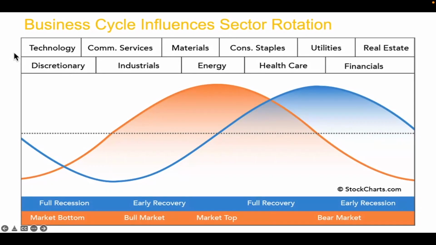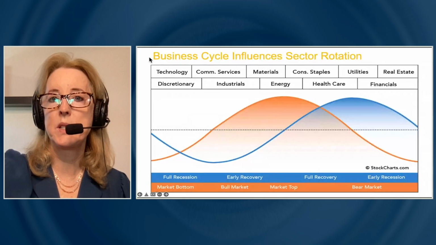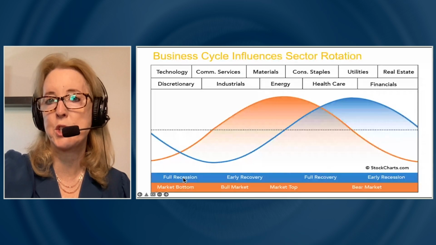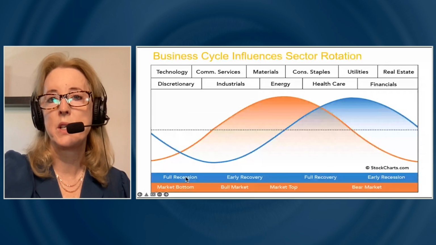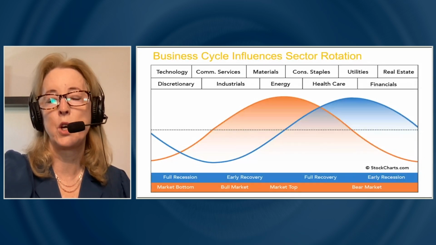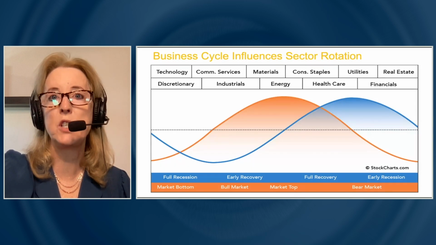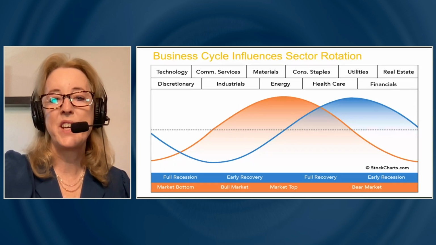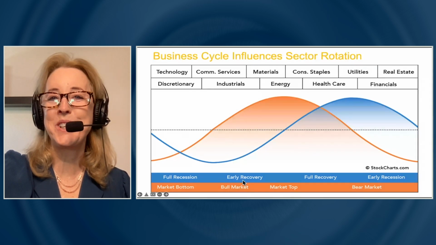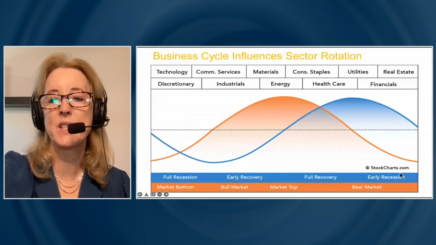So let's take a look at sector rotation and one of the drivers, a concept called the business cycle, that influences sector rotation. So in essence, are we in a period of what's called full recession? That's defined as two successive quarters of declining GDP. And then are we in an early recovery, full recovery, or a potential early recession?